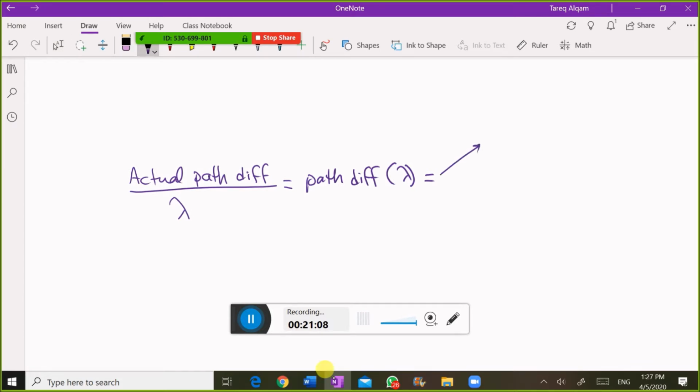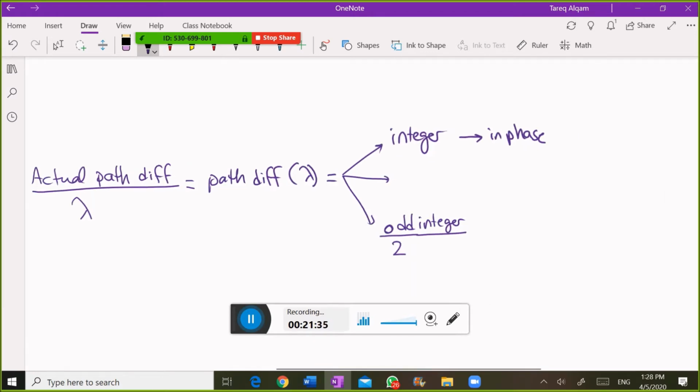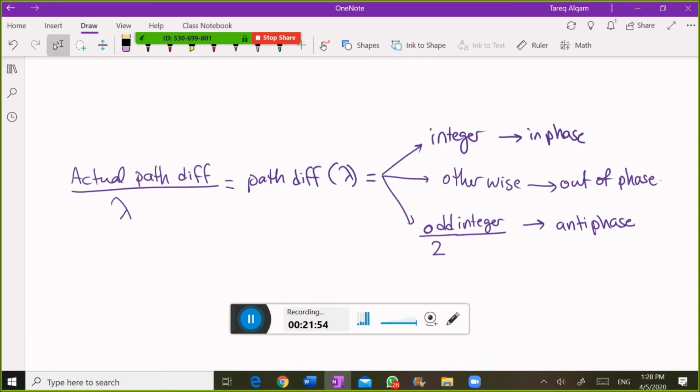Here we have 2 or 3 possible things. If the result is an integer, this is in phase, right? If the result is an odd integer over 2, this is antiphase. Otherwise, this will be out of phase. Otherwise, what will it be? Out of phase.